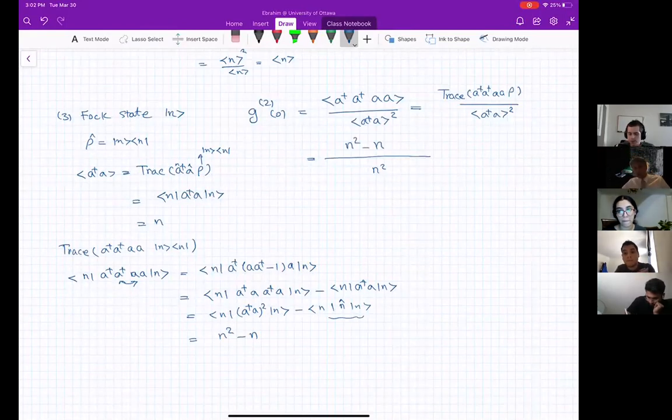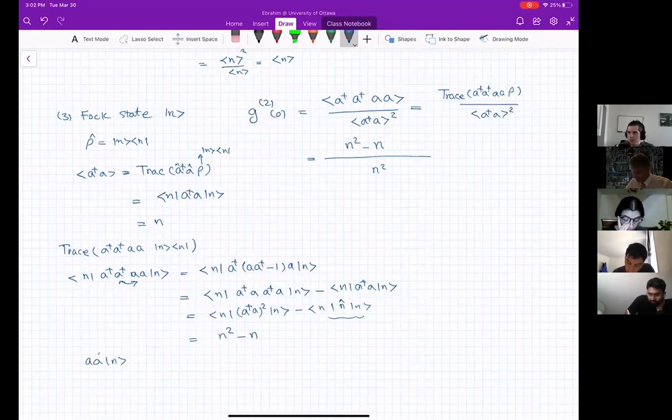This is not the only way that you can do that. You can use the annihilation and creation operators. So a dagger on n, you can do the calculation and see what the value is. So a on n will give us square root of n, lowering the state to n minus 1. And again, apply the other one and you will get the same value. So then for Fock state, we will get 1 minus 1 divided by n.